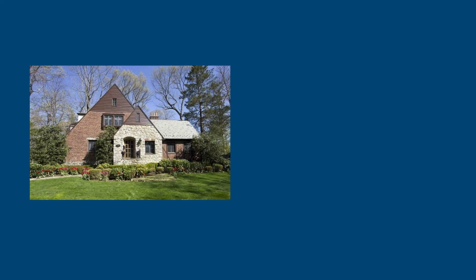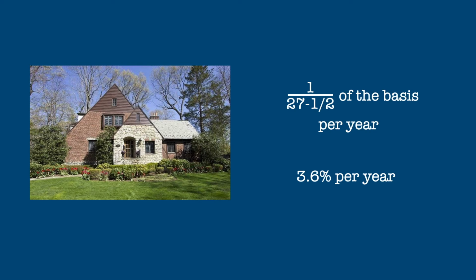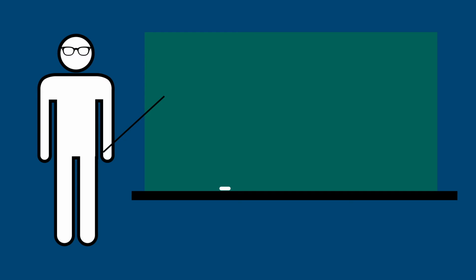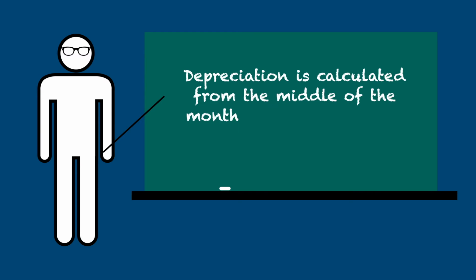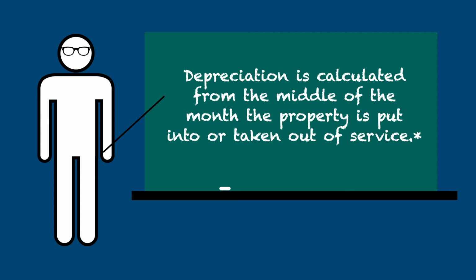So the annual depreciation expense for a residential rental property is 1 divided by 27.5 for each full year the property is in service. This works out to roughly 3.6% per year. If the property is in service for less than the full year, depreciation starts or ends in the middle of the month the property enters or is removed from service.